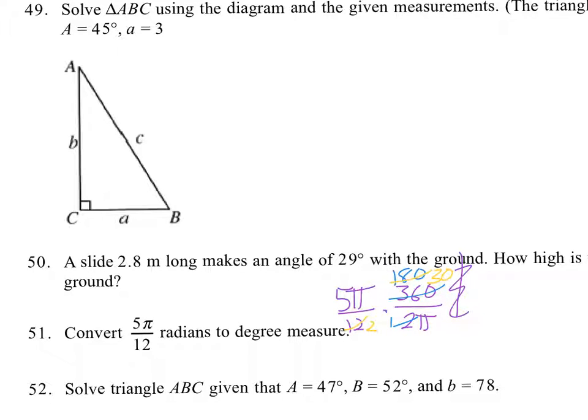I'm going to rewrite this because now this is getting messy. So that's 5 pi times 30 over 2 times pi. My pi's cancel out. 5 times 30 is 150. Divided by 2 is going to be 75 degrees.